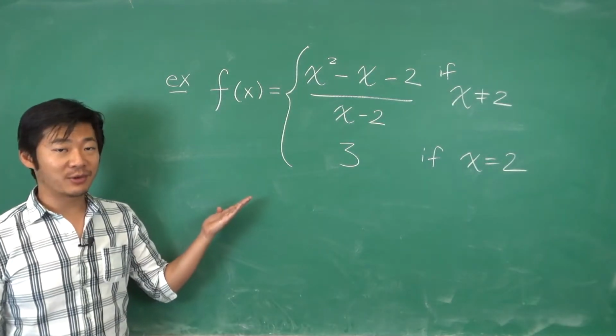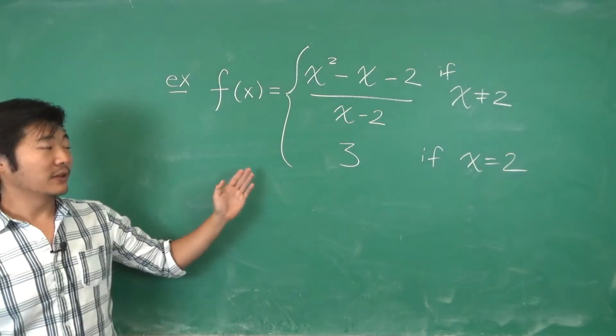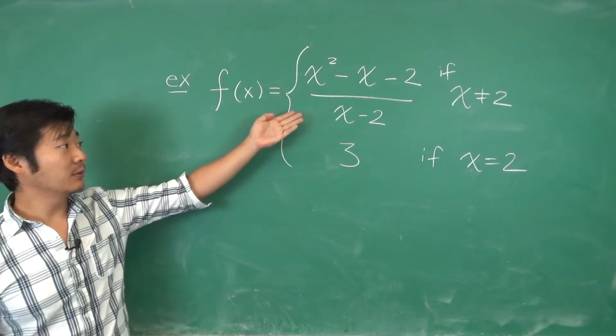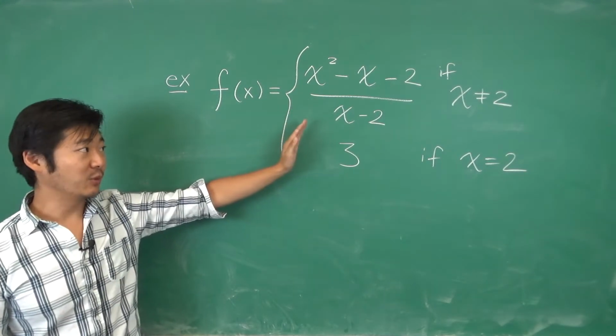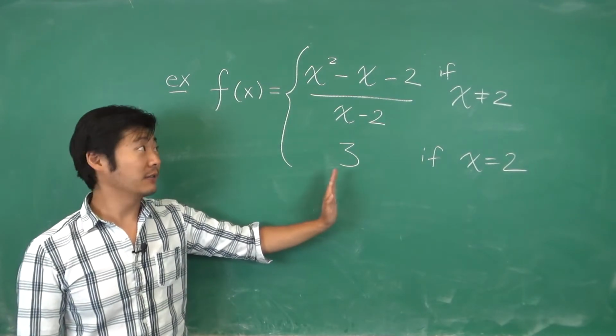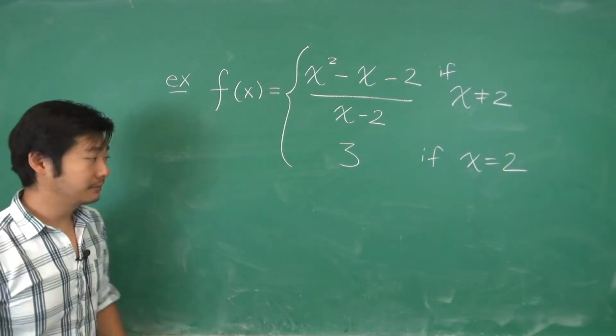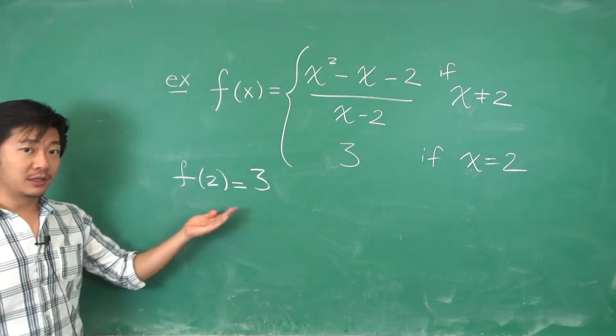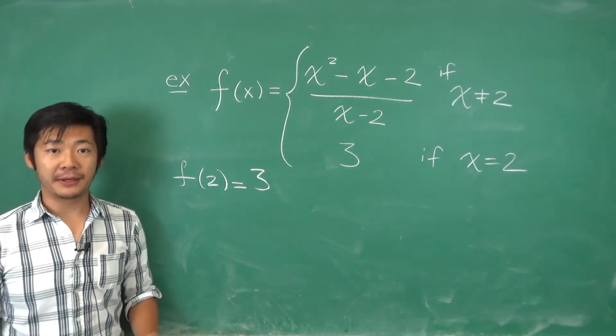Now let's ask the same question but for this function. This function is a piecewise function. When x is not equal to 2, we use this expression. And if x is equal to 2, then the value of this function is 3. So f of 2 is 3 because we're defining it that way.